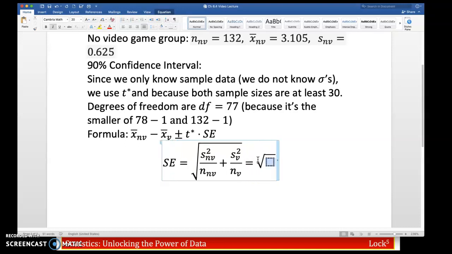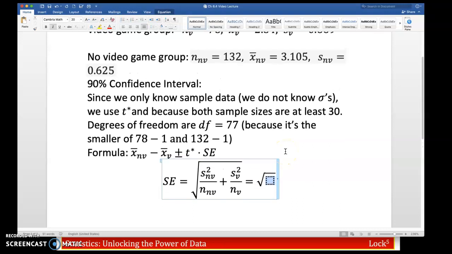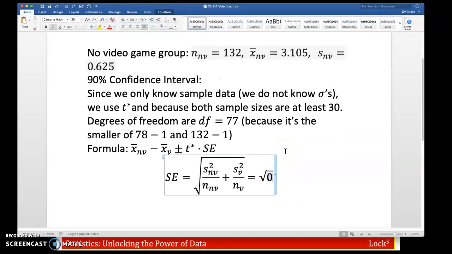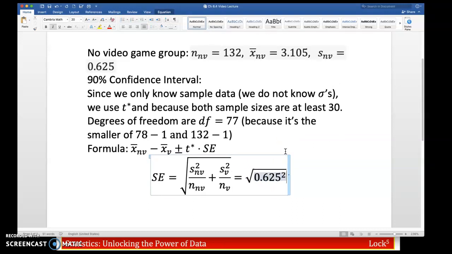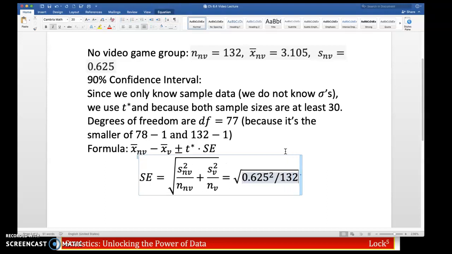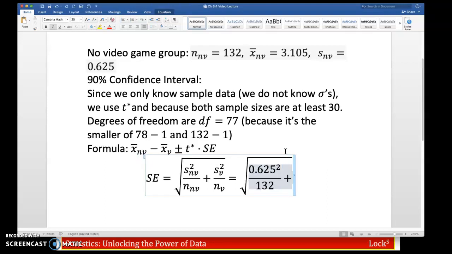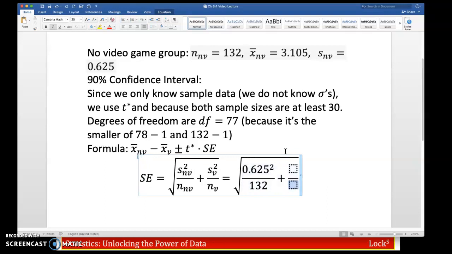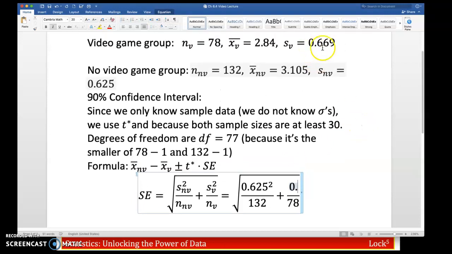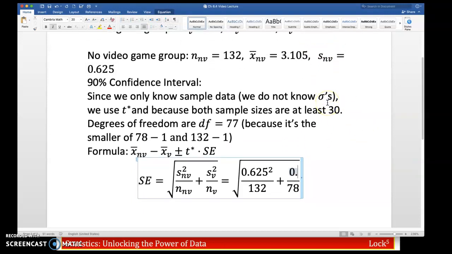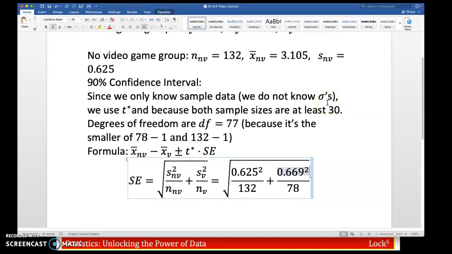So as a formula, this would be 0.625 squared divided by the sample size for the non-video game group, which was 132. And then we're going to add, the other group had a sample size 78, the video game group, and their standard deviation was 0.669. And then we're going to square that.